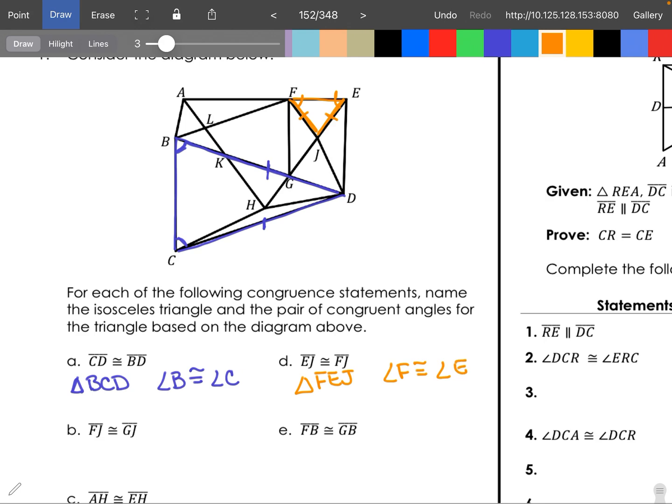Do you see a pattern emerging yet? If not, let's try one more. Let's try FB is congruent to GB.